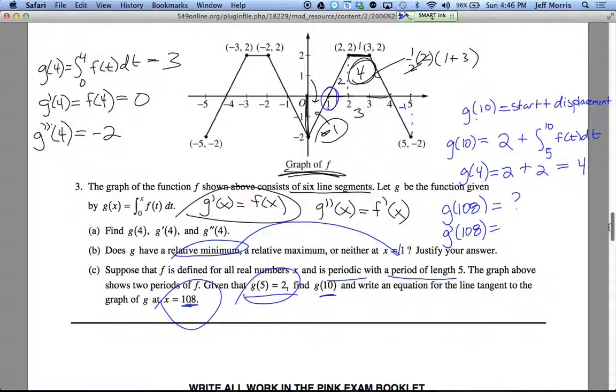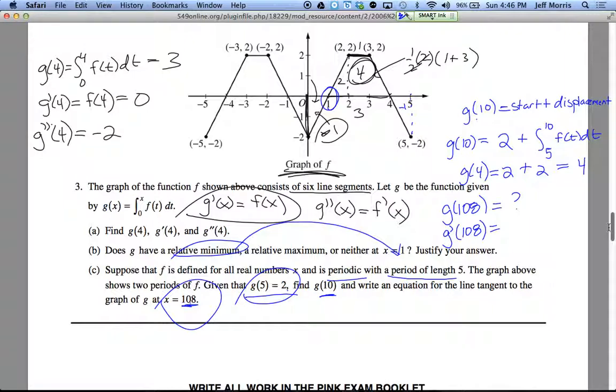Now, to find the point, it's actually a lot easier than you think. Because all I got to do is I know where I'm at. At 5, I'm at 2. I just got to know how many 2's I'm going to add on. So let's just even start at 0. G of 0 is what? 0. If the cyclic pattern is 5, how many times is it going to repeat if it repeats every 5? How many times is 5 going to 108?